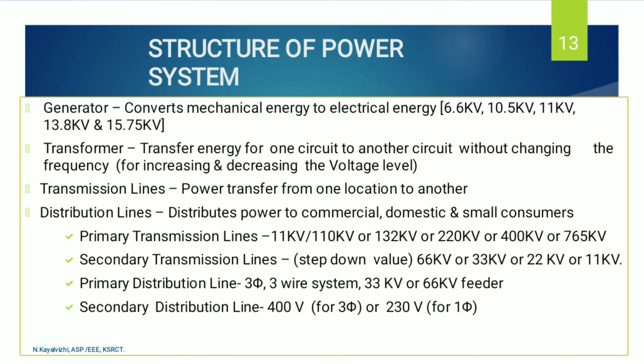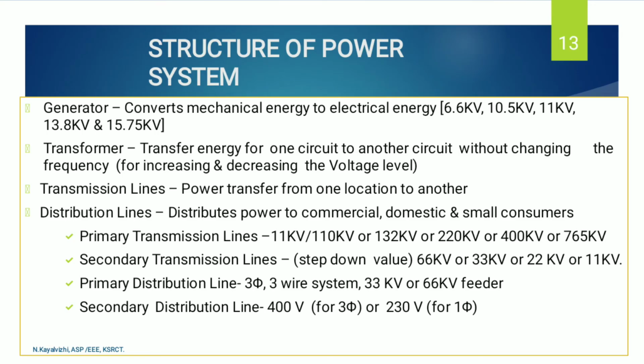In this structure of the power system, we have a generator. It converts mechanical energy to electrical energy, with voltage levels of 6.6 kV, 10.5 kV, 11 kV, 13.8 kV and 15.75 kV. The transformer transfers energy from one circuit to another without changing the frequency, though we may change the voltage and current level. Transmission lines transfer power from one location to another. Distribution lines distribute the power to commercial, domestic and small consumers.